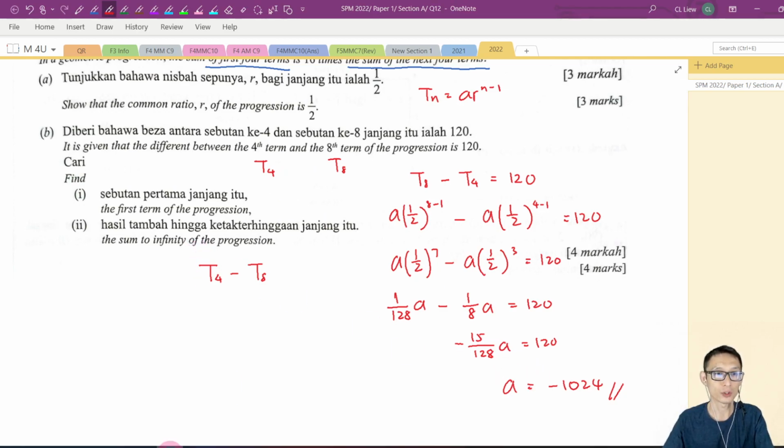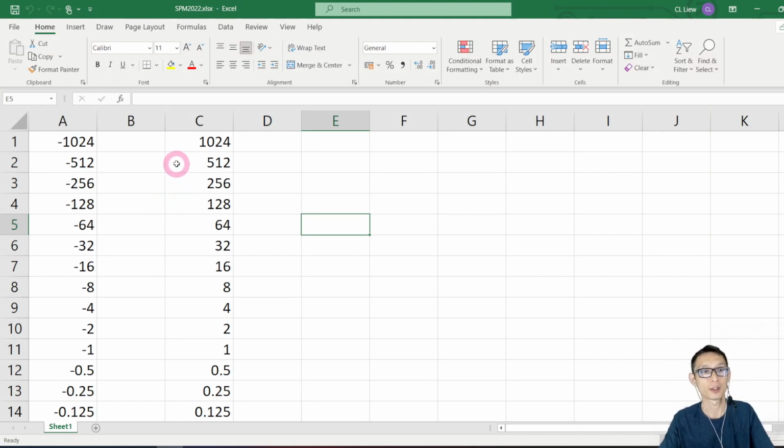Okay, let me show you the Excel file that I generated just now. This is what we are doing here. This is T8, this is T4. So the A is negative, right? So when you multiply by 1 over 2, this one actually becomes larger. So you take negative 8, this is larger, this is smaller. Negative 8 minus negative 128, you will get 120.